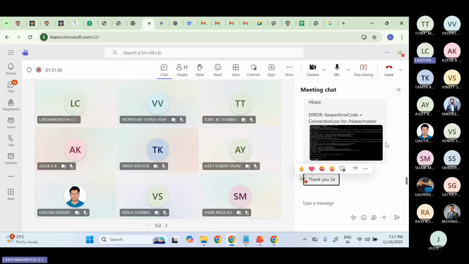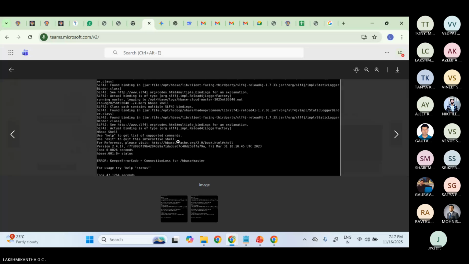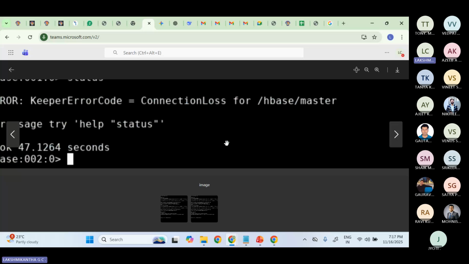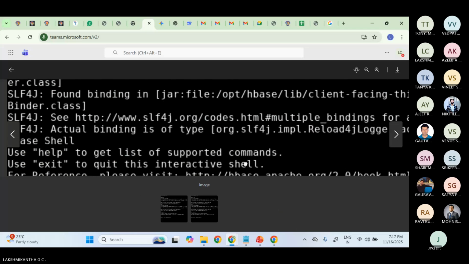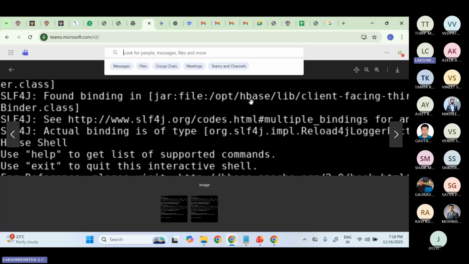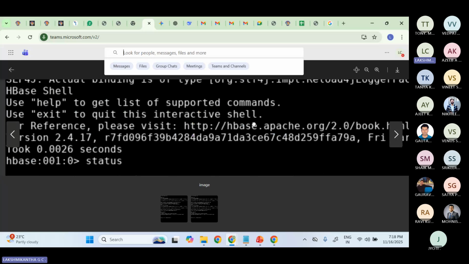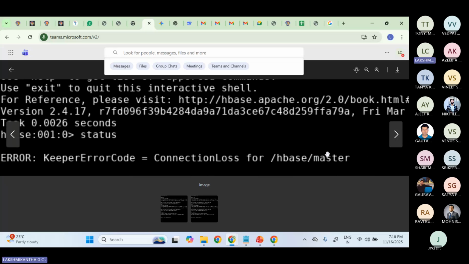Guys, regarding this, HBase, it is open, right? So after that, it is not working. Am I right? HBase shell you have opened. So once you have opened HBase, it is showing. Okay, so status, it is not working. Have you Googled this problem?